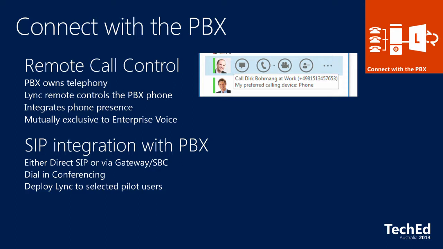If we can't do it direct, we can do it through a gateway or a session border controller. So the gateway, again, might talk to Lync using SIP, but we may interface with a PBX using ISDN or QSIG as a different protocol to connect.